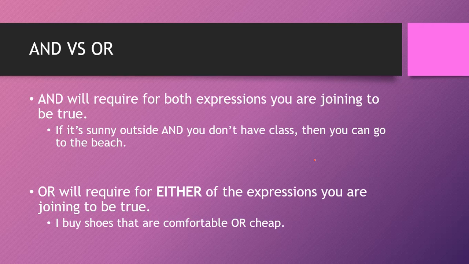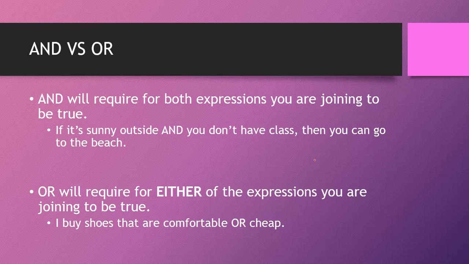Then there's or. Or requires either of the expressions being joined to be true. So here's an English version of that. I buy shoes that are comfortable or cheap. So here's the thing with these shoes. I will buy them if they're comfortable. I will buy them if they're cheap. And I will buy them if they're comfortable and cheap. But if they're not comfortable and not cheap, I will not buy the shoes. Okay? So either of them has to be true or they both have to be true for an or to be true.